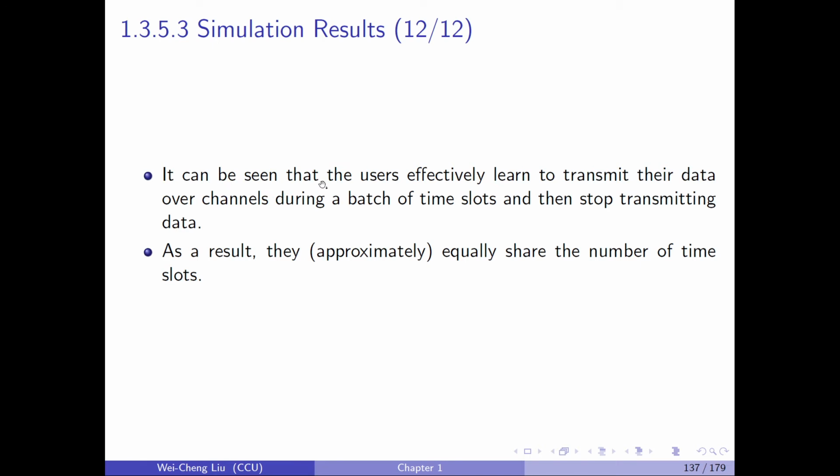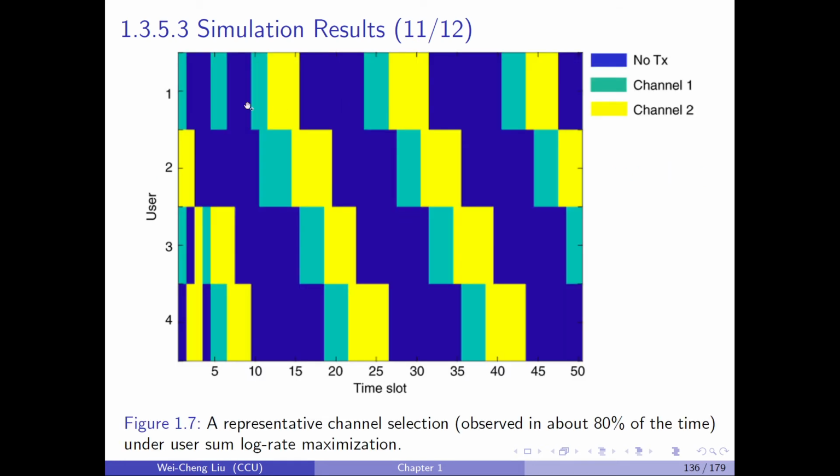It can be seen that the users effectively learn to transmit their data over channels during a batch of time slots and then stop transmitting data. Okay, batch of time slots. What is batch? In Chinese, it means 批次. 批 is the 批 in 一批两批, and 次 is the 次 in 次数. That is, a batch of time slots is used for transmission.